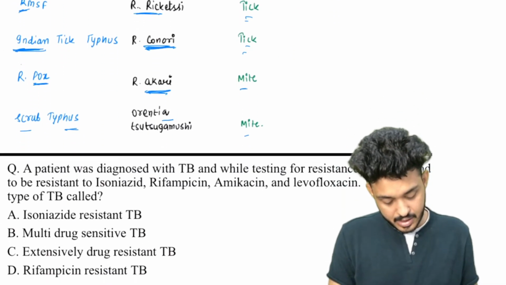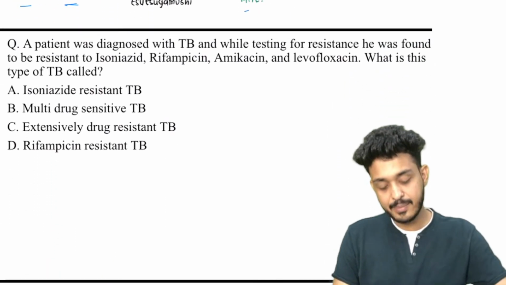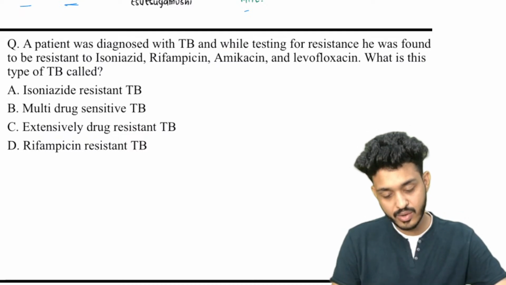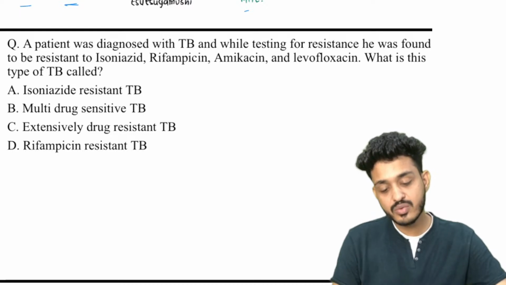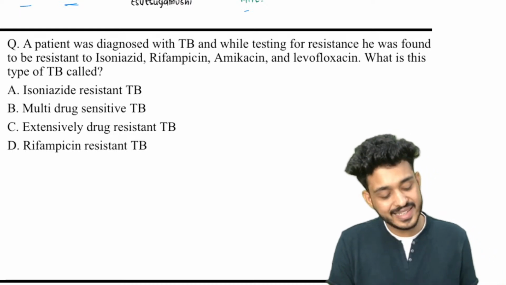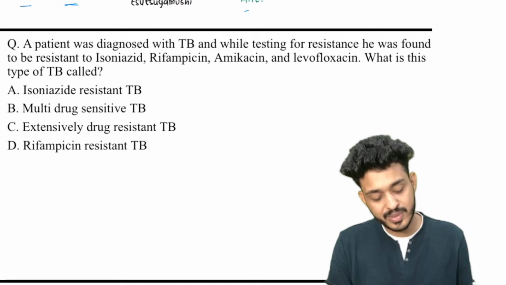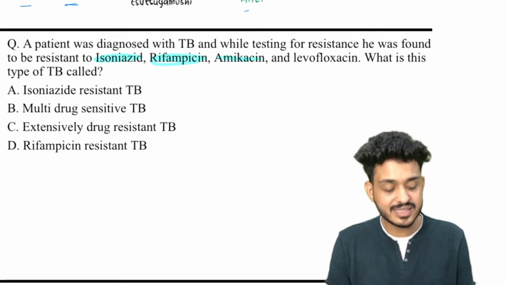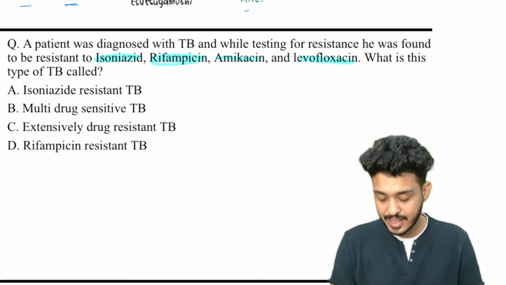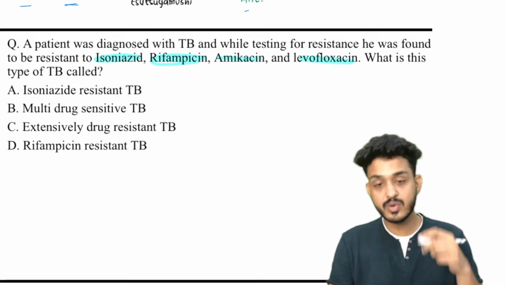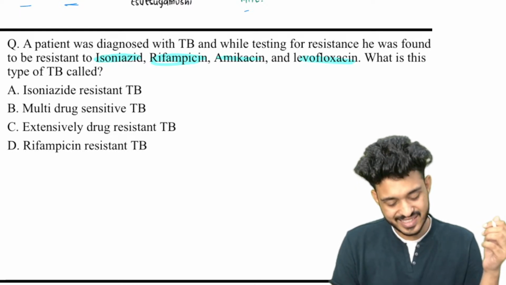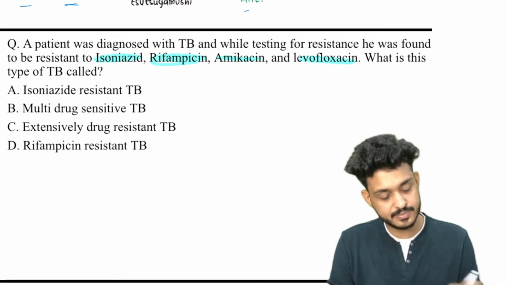Try to answer this one. If it still doesn't come, ask. Okay, next one. A patient was diagnosed with TB. While testing for resistance, he was found to be resistant to isoniazid, rifampicin, amikacin, and levofloxacin. What is this type of TB known as, children? Tell me.